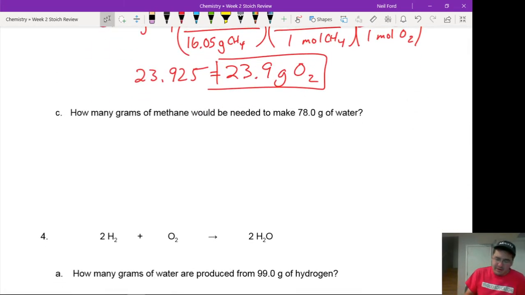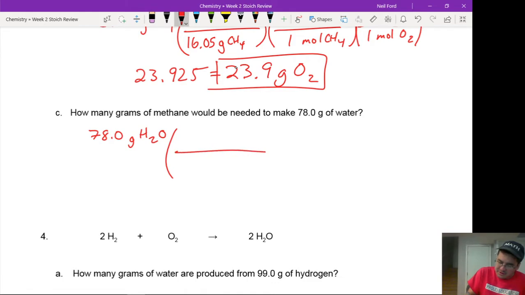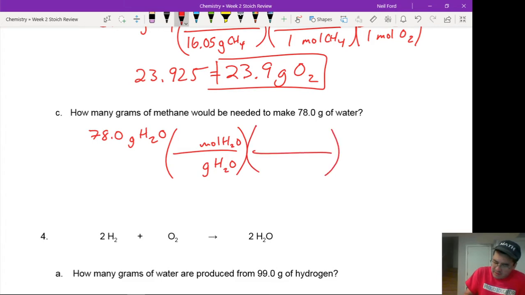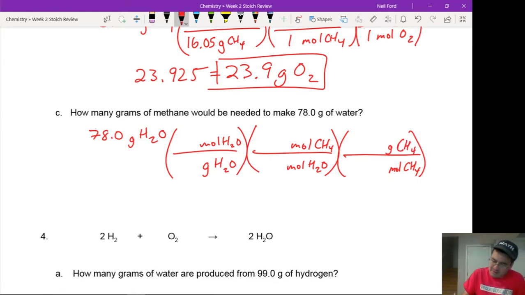Okay, how many grams of methane would be needed to make 78.0 grams of water? Let me just show you how I would set this up quickly, and then I'll fill in the numbers. I need to go from grams H2O to mole H2O. Then from mole H2O to moles of methane. And since it's asking for grams of methane, I need to convert moles methane to grams methane. Now I can go back in and fill in all my units.